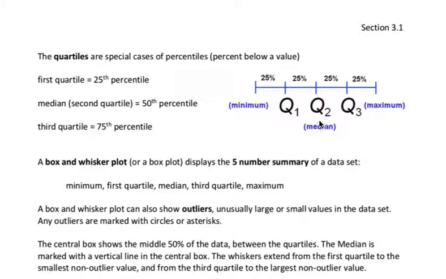Q2 is also known as the median. It's the second quartile, and it's the 50th percentile. So 50% of the data is below Q2, and 50% is above Q2. And the third quartile, or Q3, is the 75th percentile. So that value is greater than 75% of the data set.